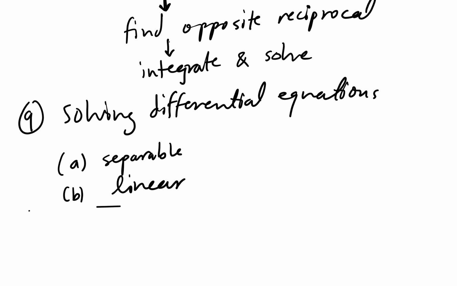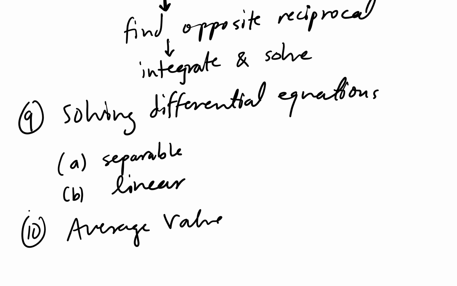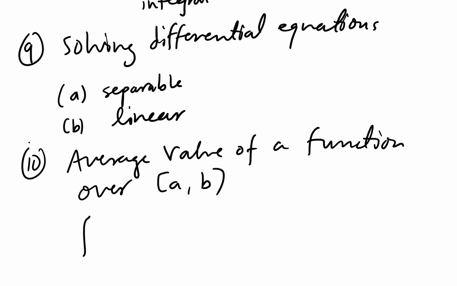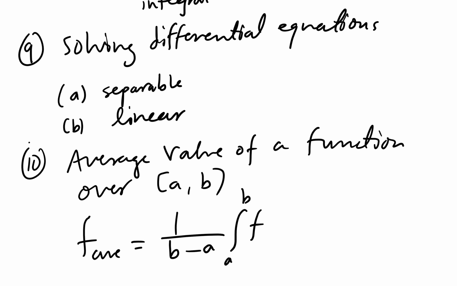One more thing is the average value of a function. The average value of a continuous function over, let's say, the interval [a, b], we calculate as f average equals 1 over b minus a times the integral from a to b of f of x dx.